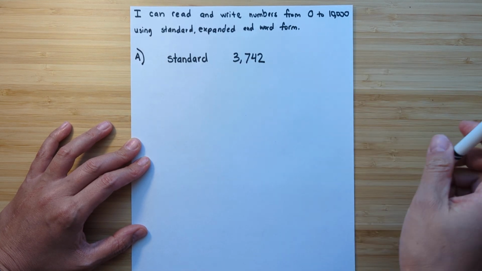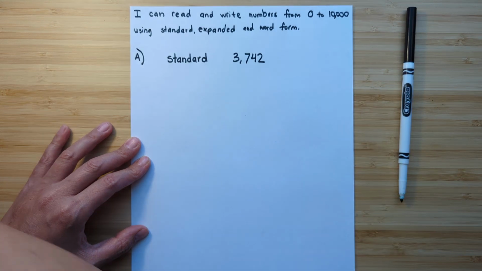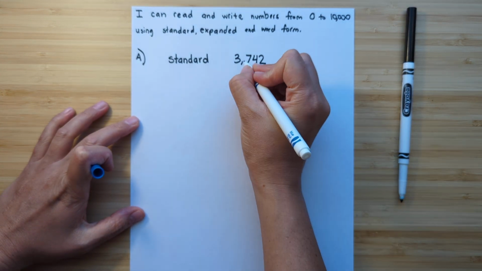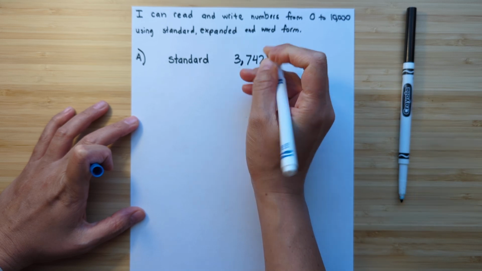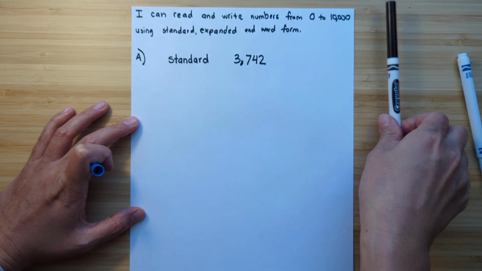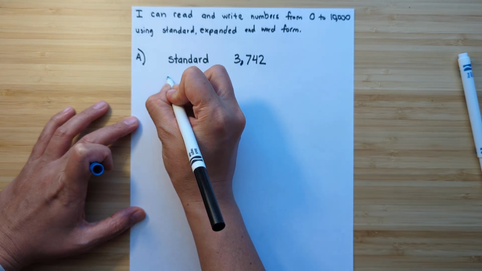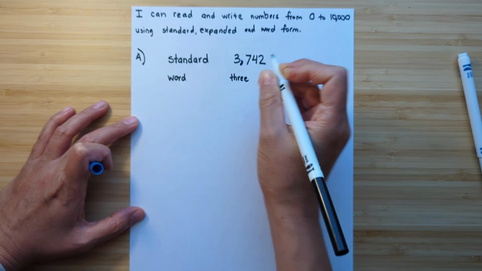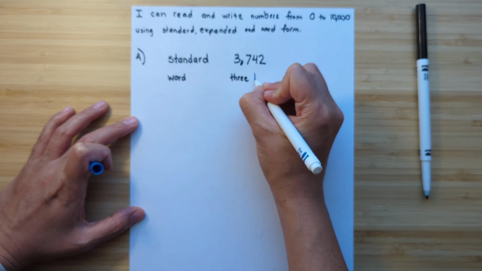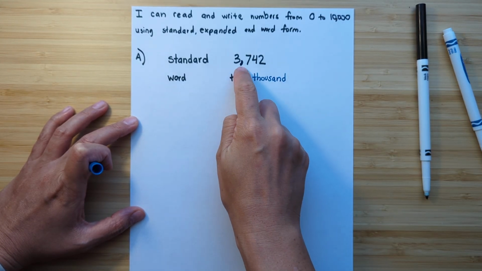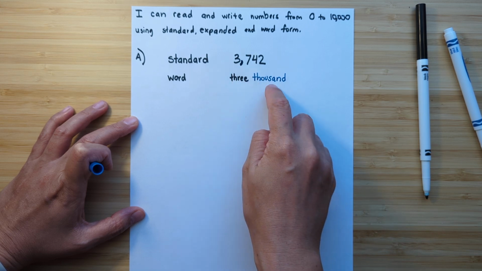3,742. And when we're writing that in word form, and also when you're reading it, I want you to think of the comma as literally the word thousand, right? Because this is the thousands place value. So 3, this is in word form now. 3,000. So 3,000, almost like the comma has the name thousand.